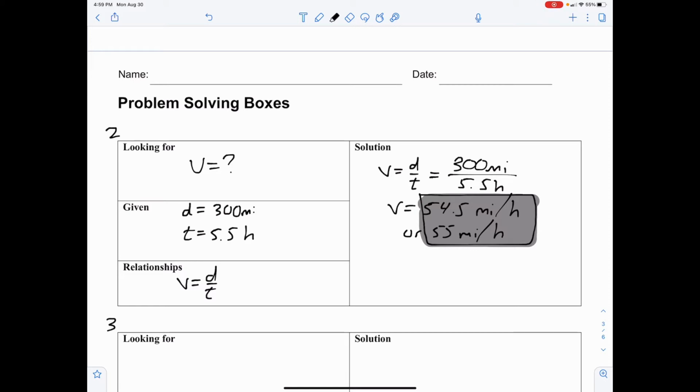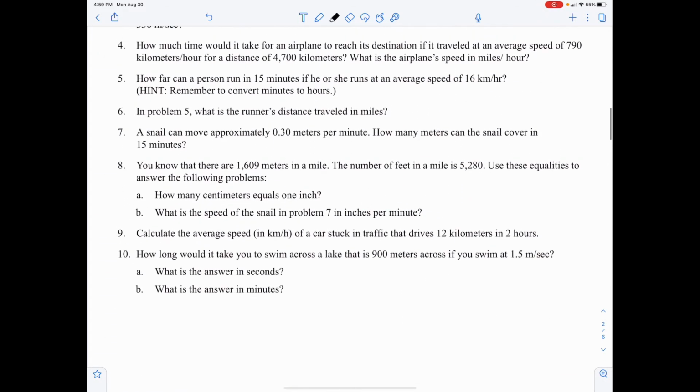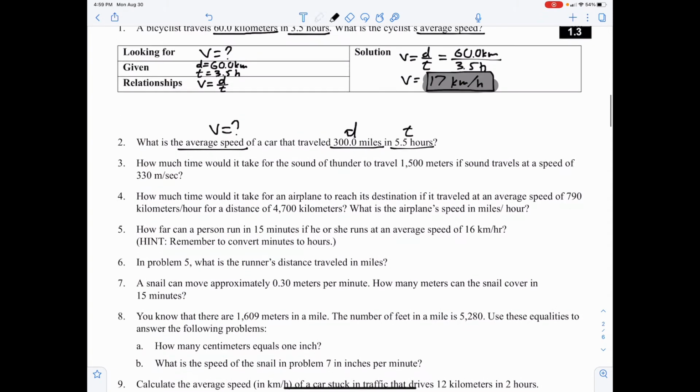Number 3. Let's annotate the question here. How much time, well, we're looking for time this time, would it take for the sound of thunder to travel 1,500 meters, there's distance, at a speed of almost 330 meters per second? There's the speed.